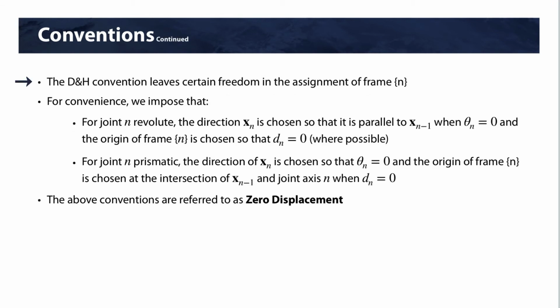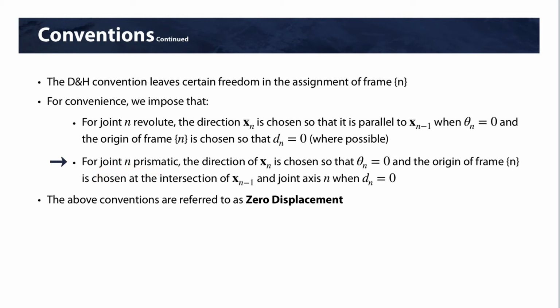As well, we have some freedom in how we assign frame n. For convenience, if joint n is revolute, we try and choose the direction Xn so that it's parallel to Xn-1 when theta n is equal to 0. The origin of frame n is chosen so that where possible we try and make dn equal to 0. We try and make as many of our D&H parameters 0 as possible because that will make the kinematics simpler, as you'll see later in this video.